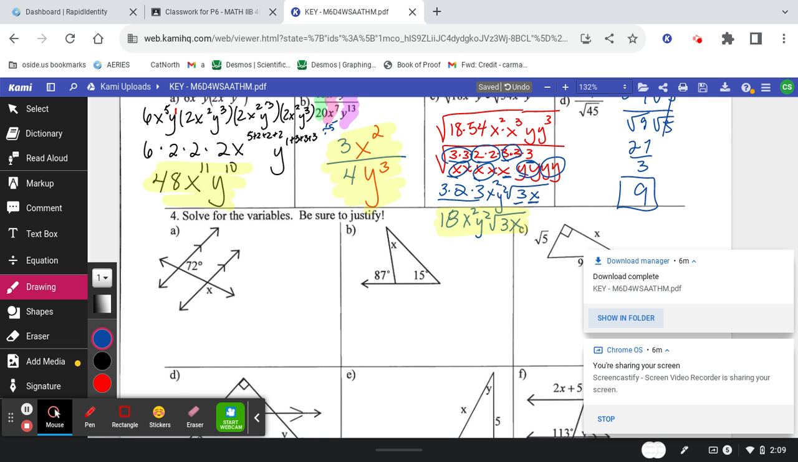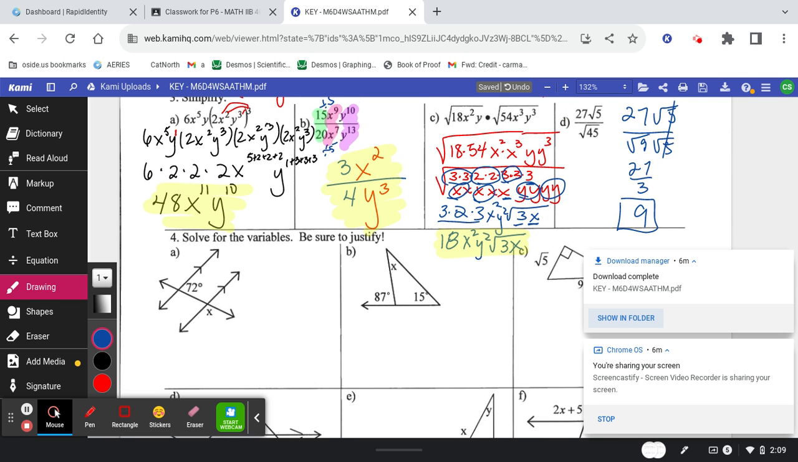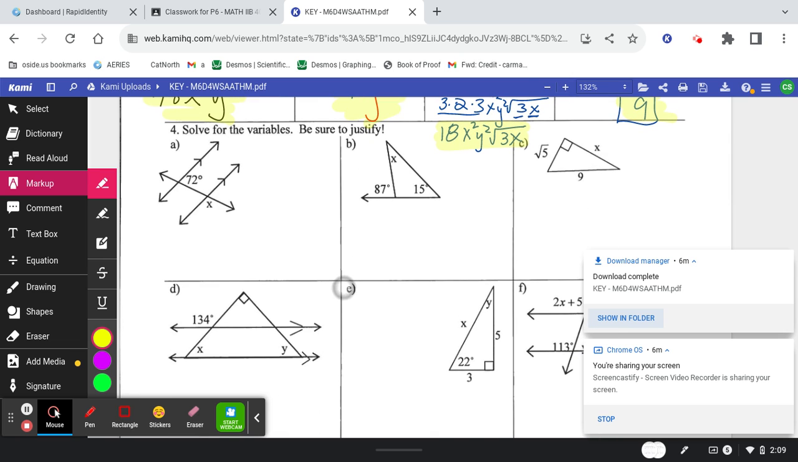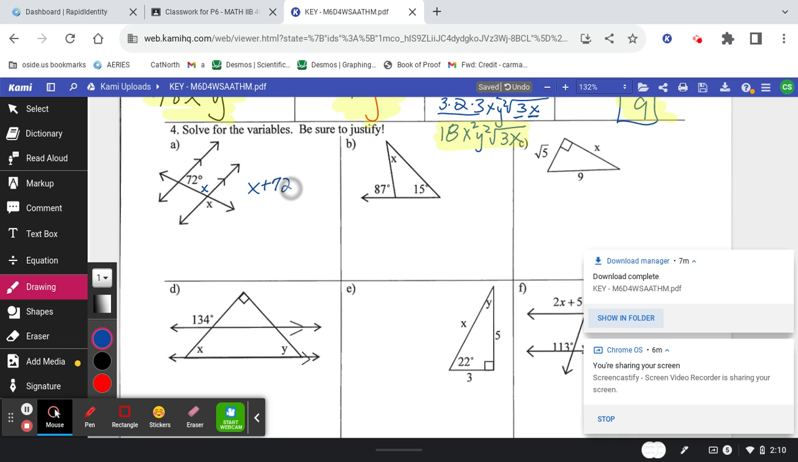So how'd you do on that note? There were a couple tricks there that you needed, but it wasn't that bad. Okay, this next one, what do we know about this picture? This x is equal to right there by vertical angles, and then the x plus 72 adds up to 180 because of same side interior angles being supplementary.